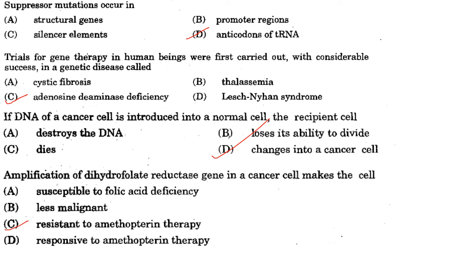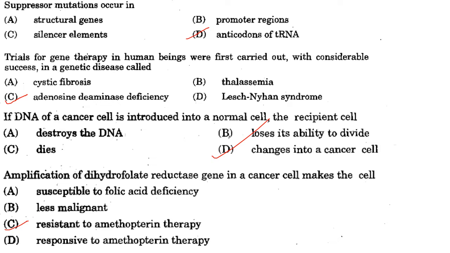Then, trials for gene therapy in human beings were first carried out with considerable success in a genetic disease called adenosine deaminase deficiency. So, William French Anderson, Michael Blaese and Kenneth Culver performed the first successful gene therapy on a human in 1990. They developed a protocol for treating adenosine deaminase deficiency, a severe combined immune deficiency, also known as the boy in the bubble disease.